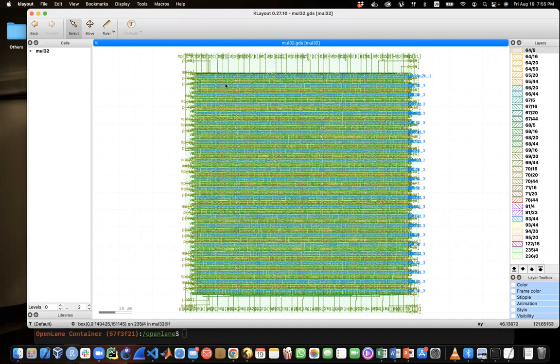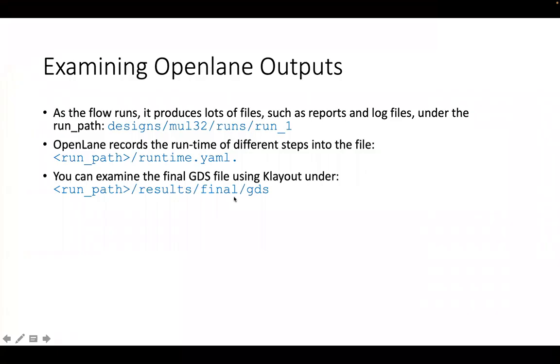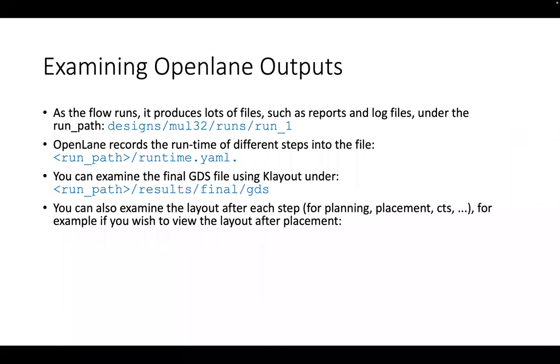Of course, we will not go through the details of analyzing the GDS file, but you can do that if you are checking your own design after that. What other OpenLane outputs should we look at? There's a very nice feature in OpenLane, which I mentioned between the lines, that you can examine the layout after each step. So you can examine the layout of your design after floor planning, placement, clock tree synthesis, etc.